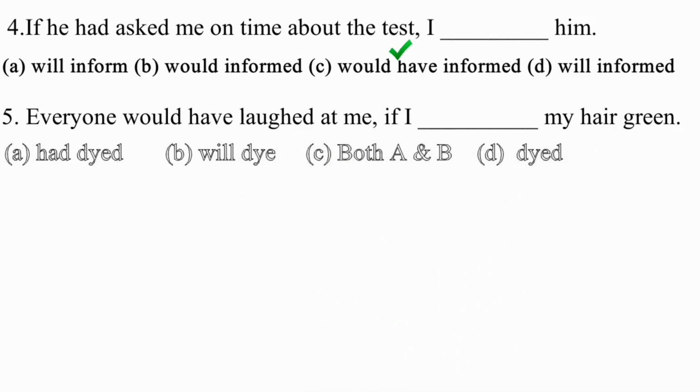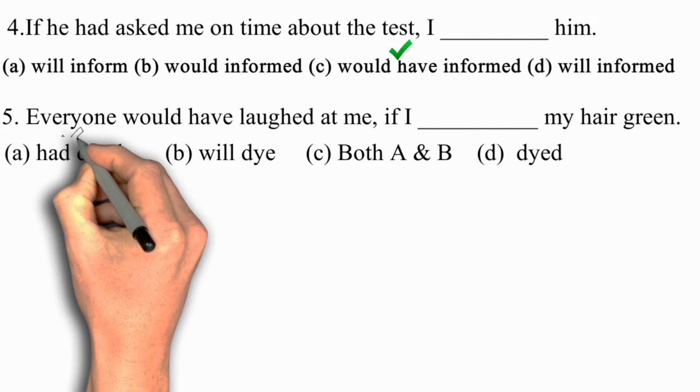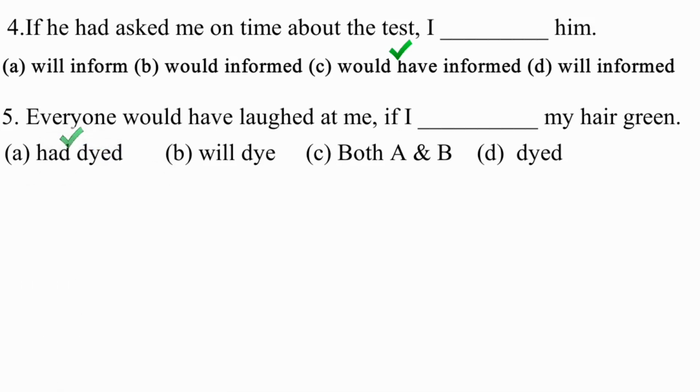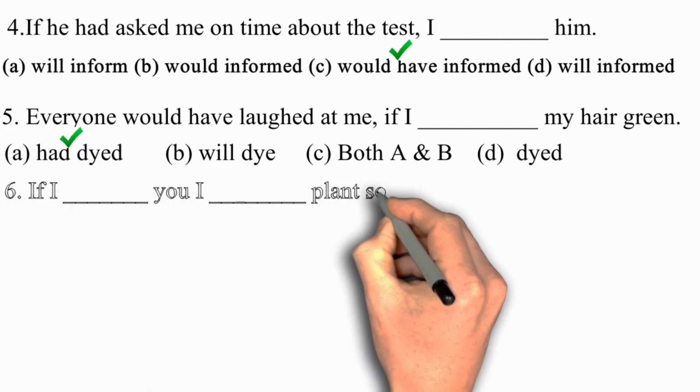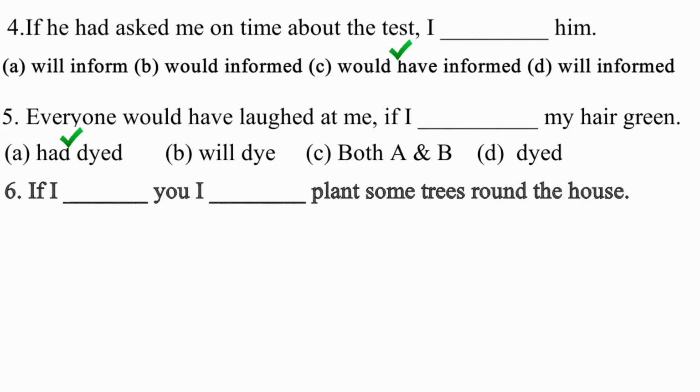Everyone would have laughed at me if I dash my hair green. A had dyed, B will die, C both A and B, D died. And the correct option is, yes, you are thinking right. The correct option is had dyed. Everyone would have laughed at me if I had dyed my hair green.